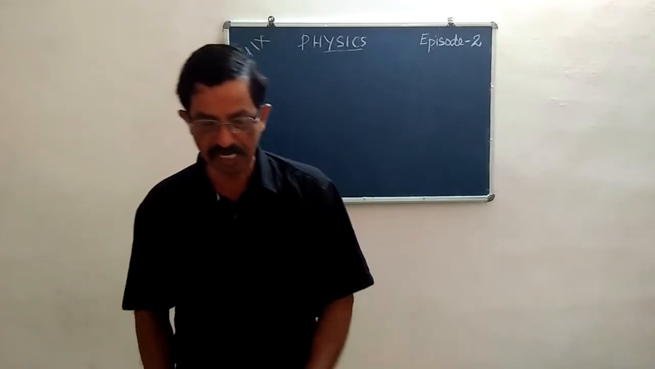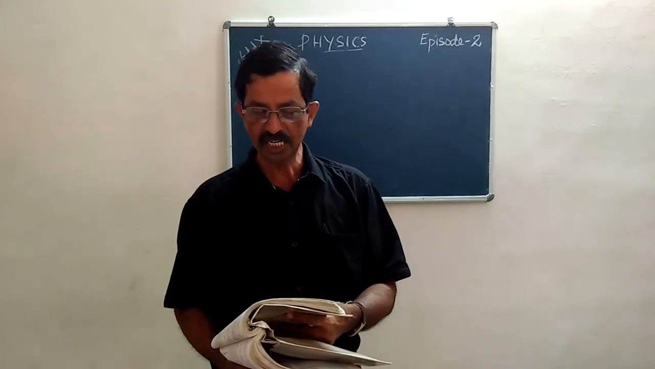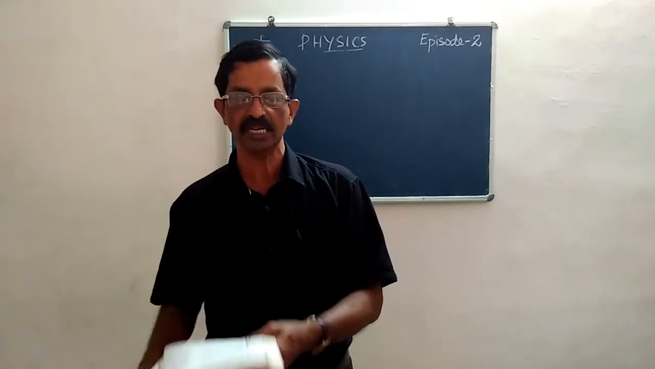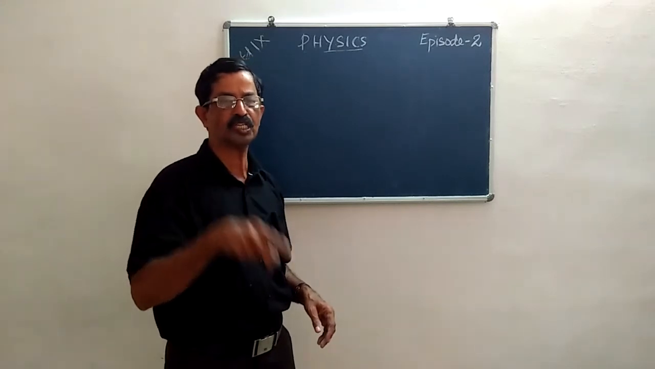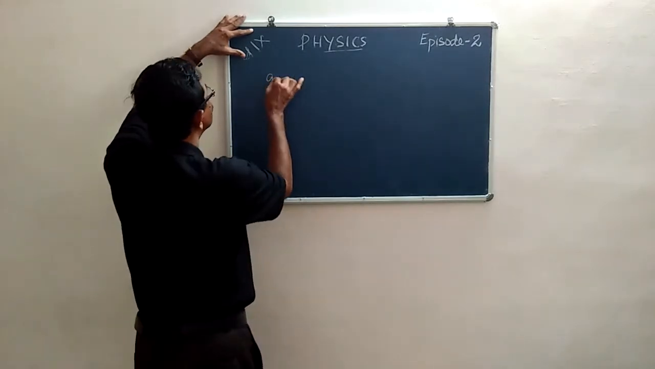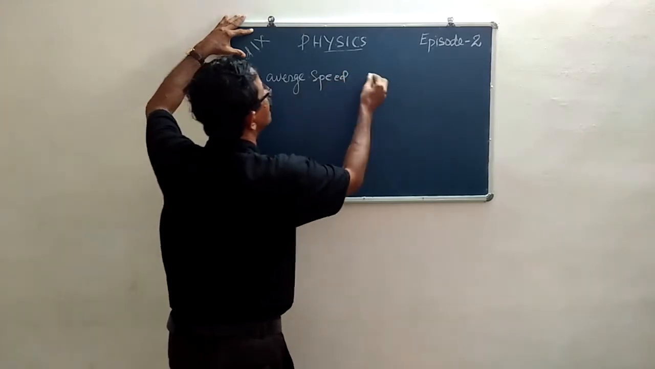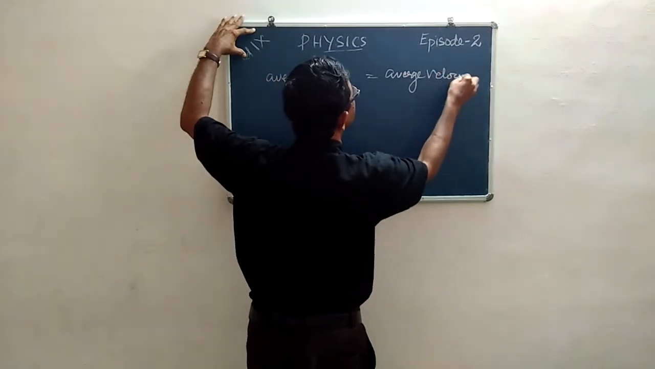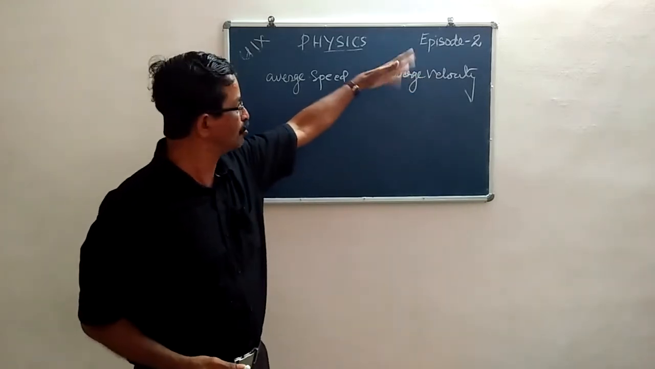The next question is: under what conditions is the magnitude of the average velocity of an object equal to its average speed? That means when does average speed become equal to average velocity? That is the question to you. Here average speed and average velocity both are equal.